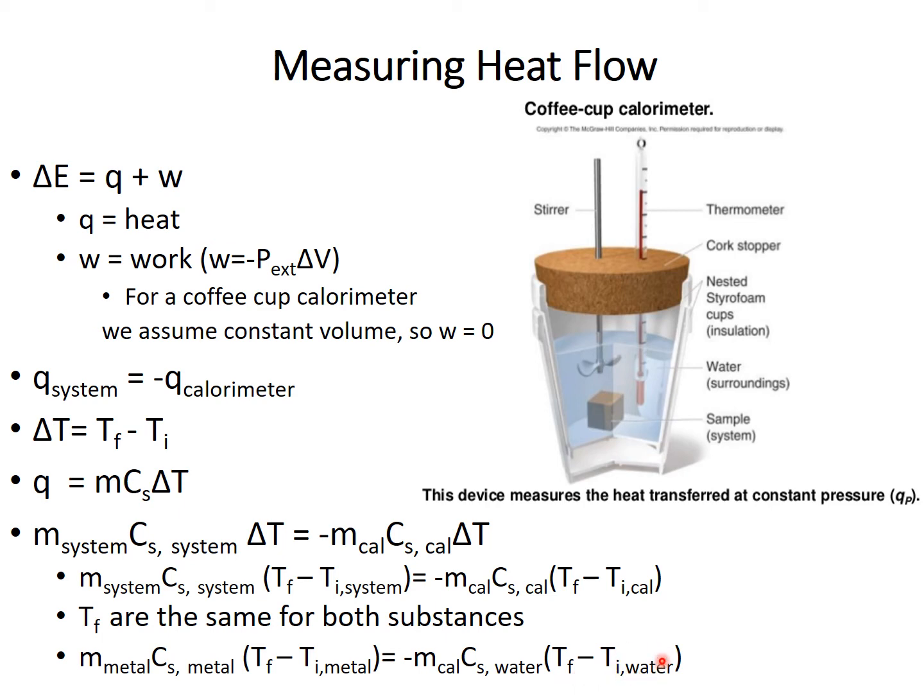And again, T initial of the water will be roughly room temperature, and the T final will be whatever our final thermometer calorimeter measurement comes to. So we're going to be able to use this to get to the specific heat of the metal. And you'll have some data that you can deal with in calculating these.